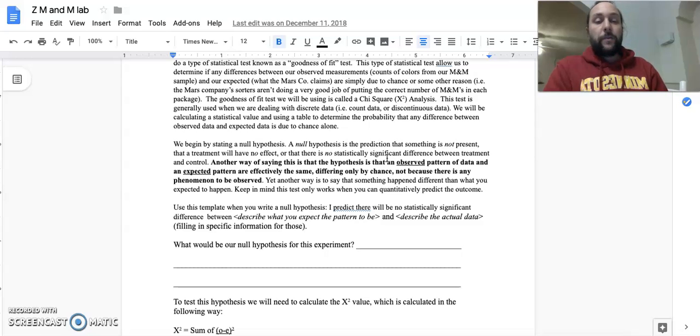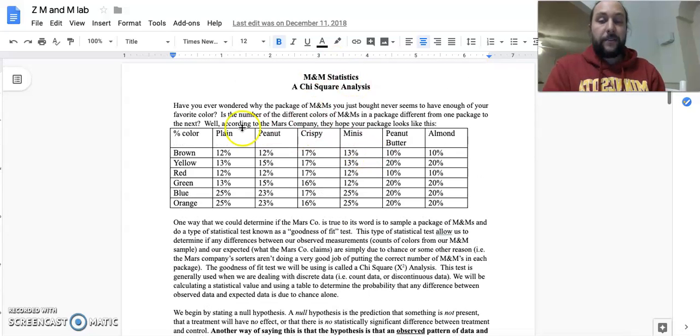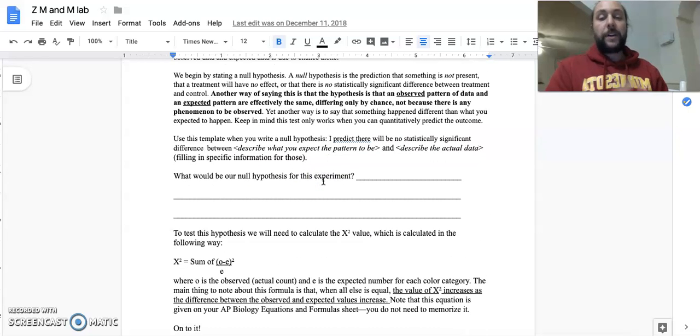So we have an expected pattern for the data here, what the Mars company says it should be. And then we're going to get an actual, an observed amount of data based upon the M&Ms that you're going to get out of that bag and collect and count. So we're going to write our null hypothesis for our experiment here. And there's a template, so you almost just write it out.